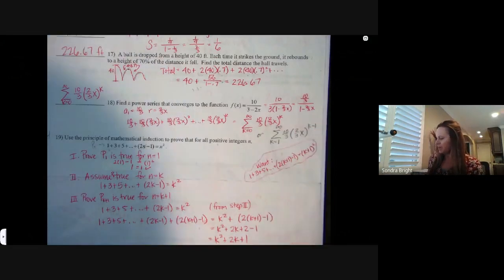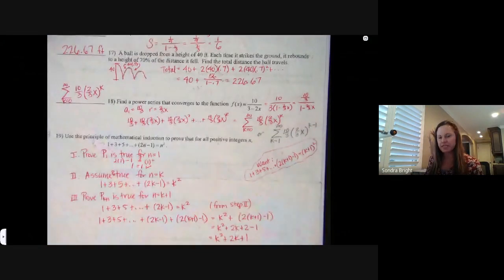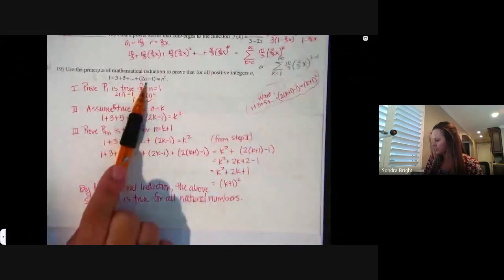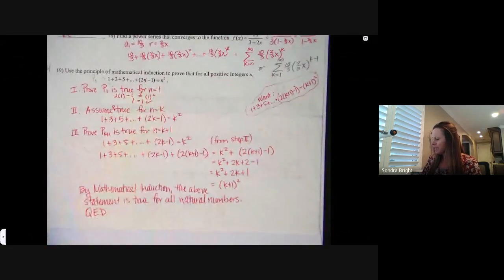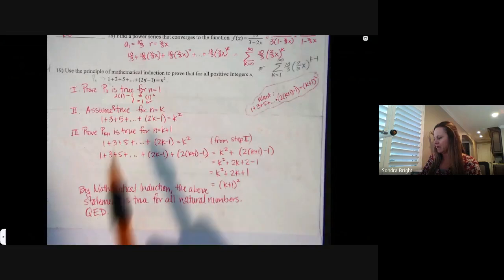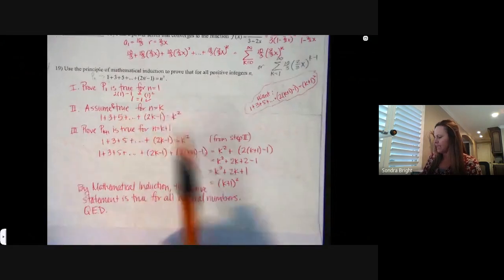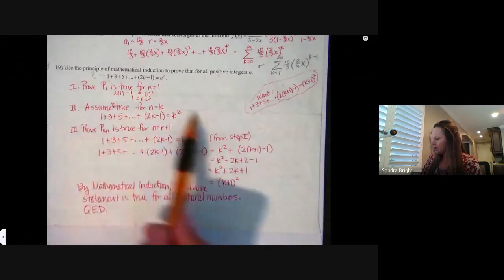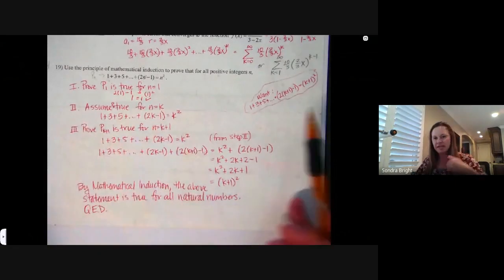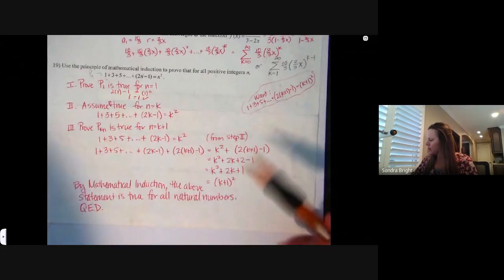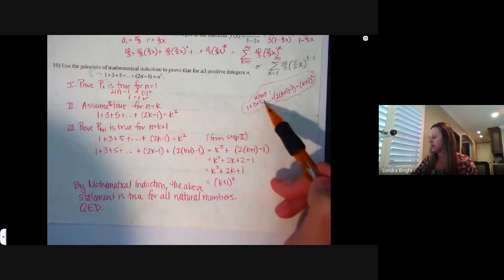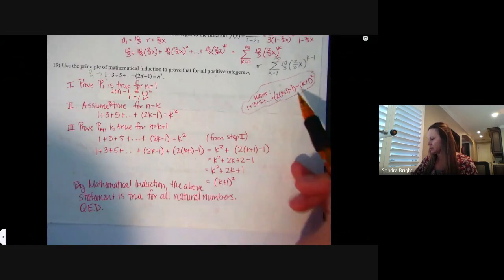Perfect. Math induction. First one is prove that it's true for n equals 1. You're plugging a 1 into the left side and the right side, seeing if it's true. And sure enough, it was. Assuming that P(k) is true, just plugging a k into all of these n's. Proving that it's true for k plus 1, you start with this first statement. And then what I want is my very last step to show that 1 plus 3 plus 5 plus 2 times k plus 1 minus 1 is equal to k plus 1 quantity squared.